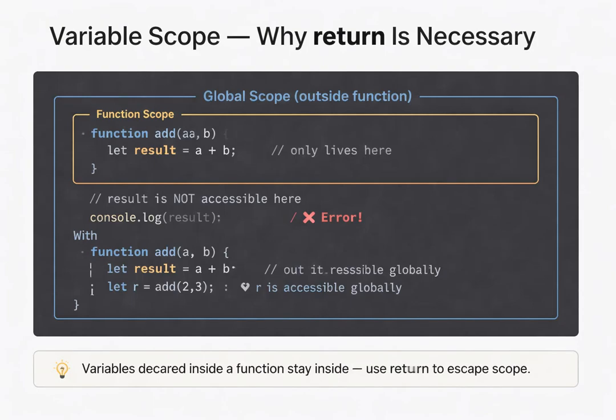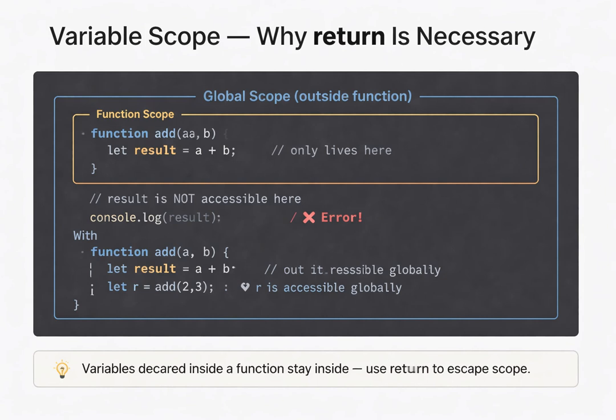Here's the underlying reason why return exists. It's all about variable scope. When you declare a variable inside a function using let, that variable only exists within that function. It's trapped inside what we call the function scope. The moment the function finishes executing, that variable is gone. You cannot access it from outside the function.